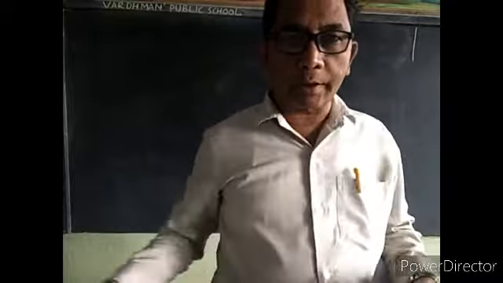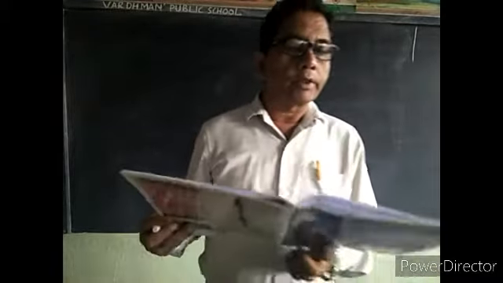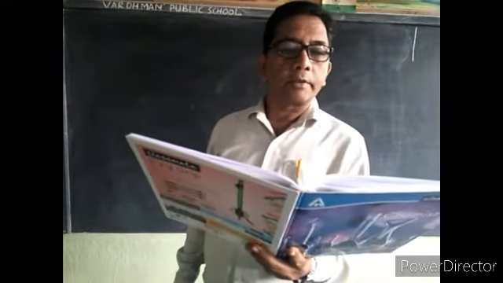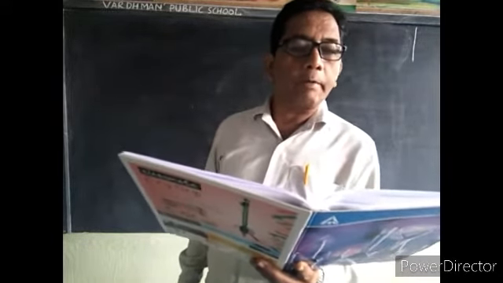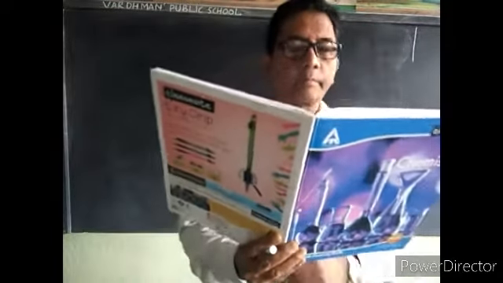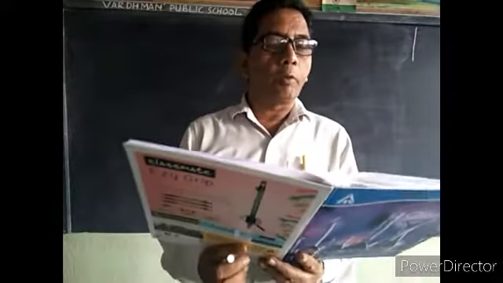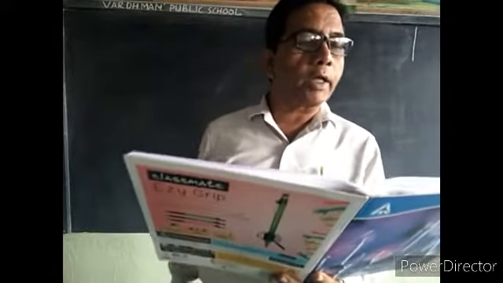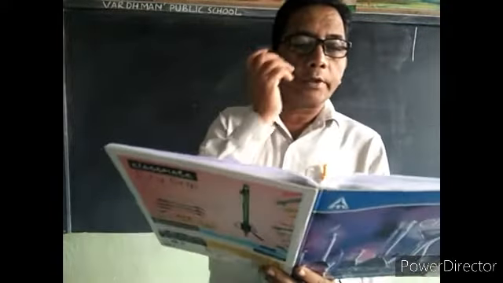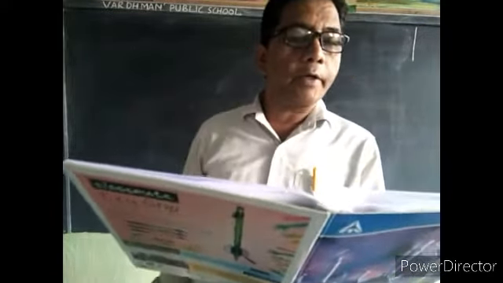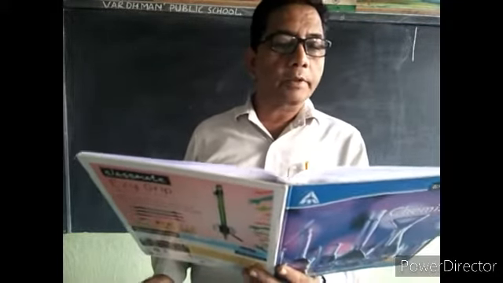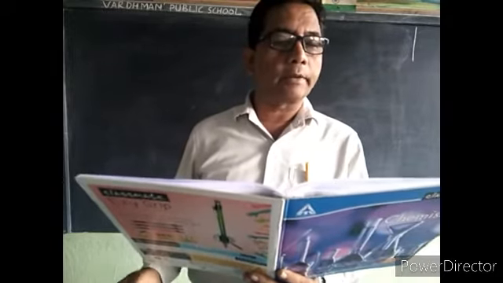Our first numerical is: the escape velocity of a projectile on the earth's surface is 11.2 kilometer per second. A body is projected out with thrice this speed. What is the speed of the body far away from the earth? Ignore the presence of the sun and other planets.